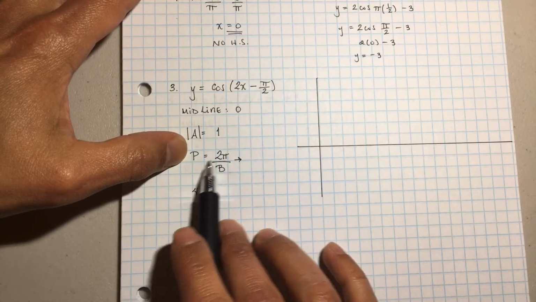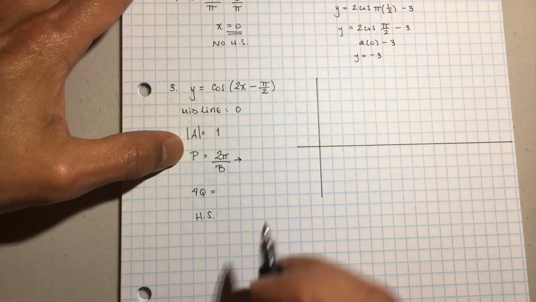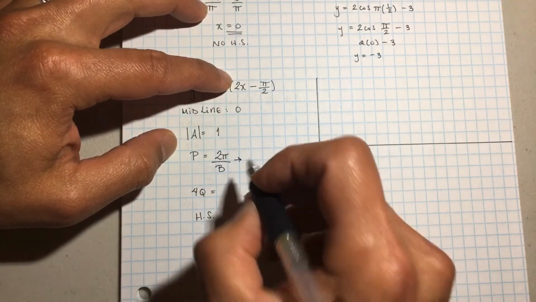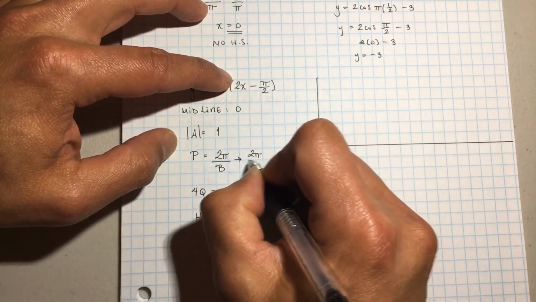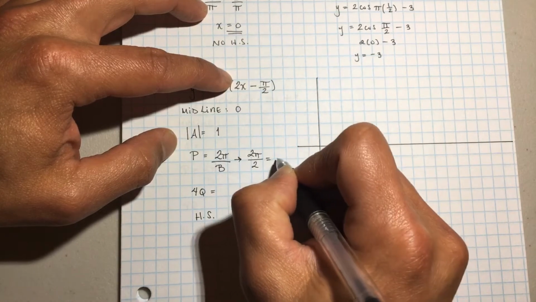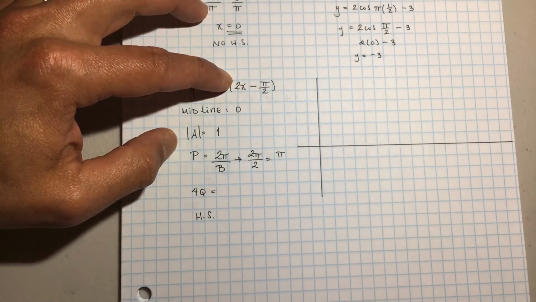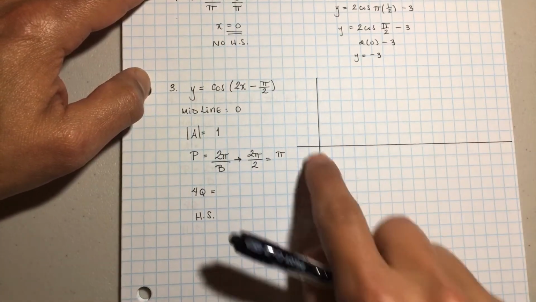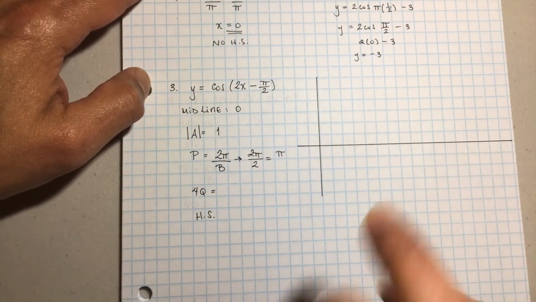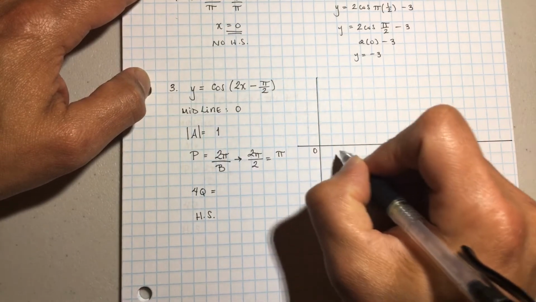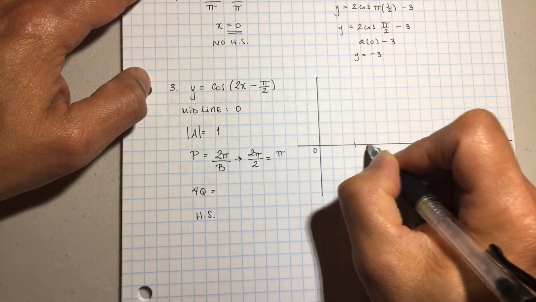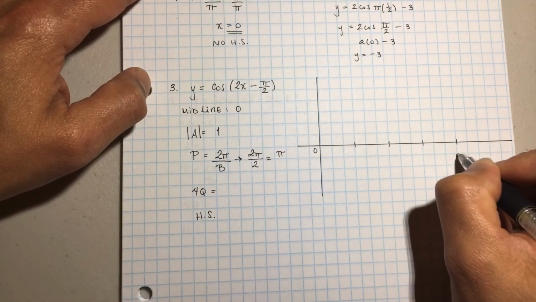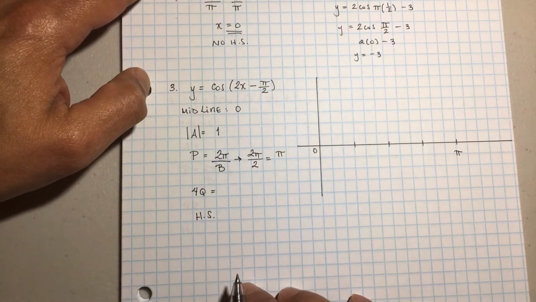The period, 2 pi over b. Okay, what's in front of the x? Well, there's a 2, so we're going to take 2 pi divided by 2. And that means we're going to end up with pi. So that means by the time I end up here, one cycle or whatever, I should end up at pi. So let's go ahead and draw it. Let's see. Start off at 0. 1, 2, 3. 1, 2, 3. So by the time we get over here, we should end up at pi.